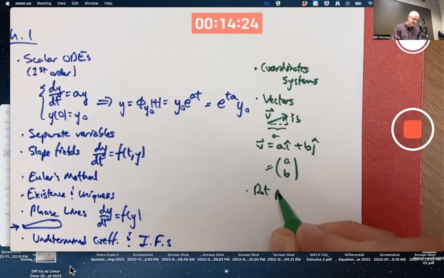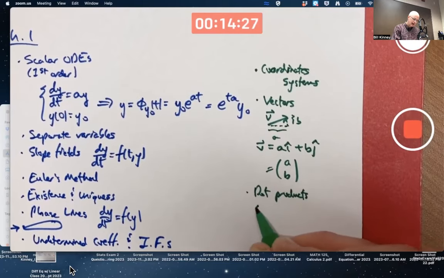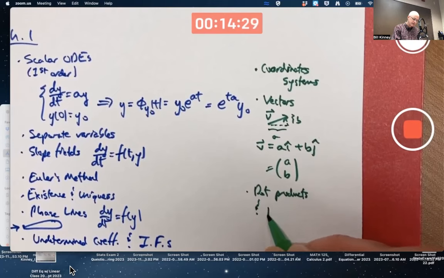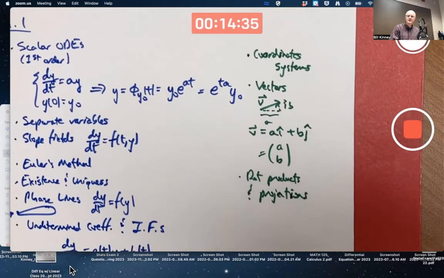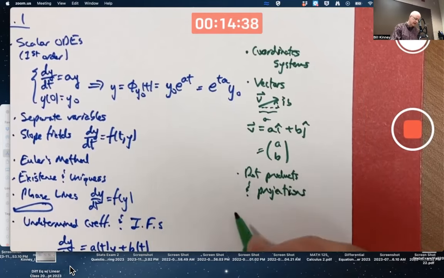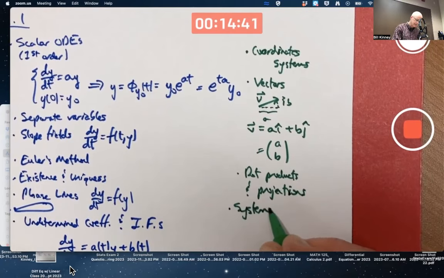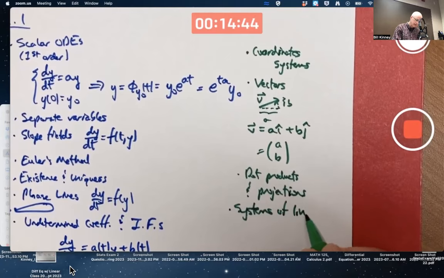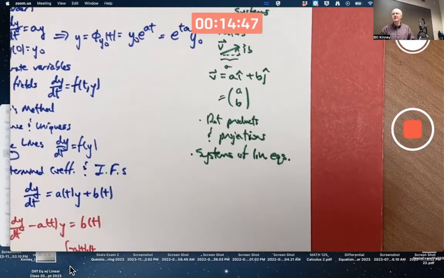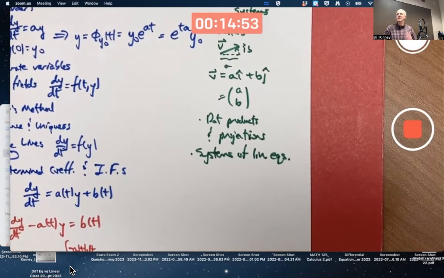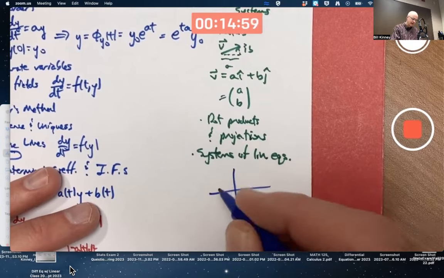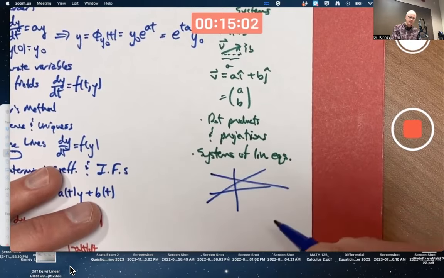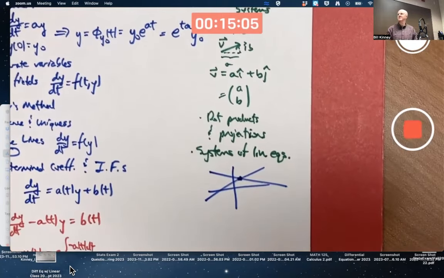Dot products and projection vectors, projections. Also in here, we started working in the basics of systems of linear equations. If you've got a system of 2 linear equations and 2 unknowns, you can solve it either by substitution or elimination, either way pretty quickly. The basic geometric interpretation of that is one equation gives you one line, another equation gives you another line, and the solution is the point of intersection.